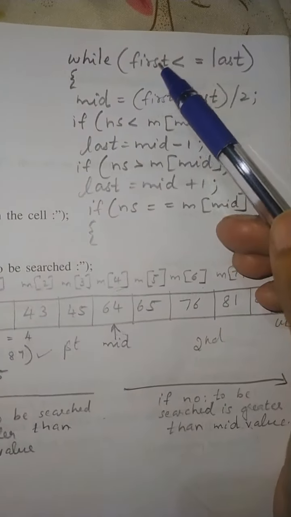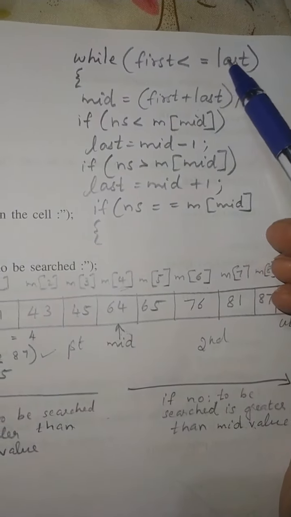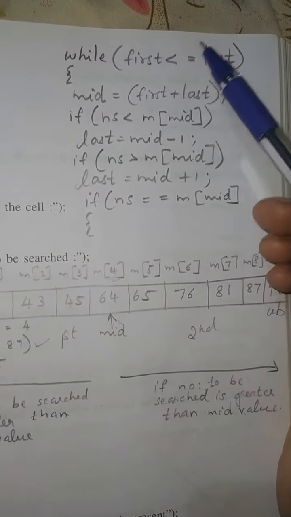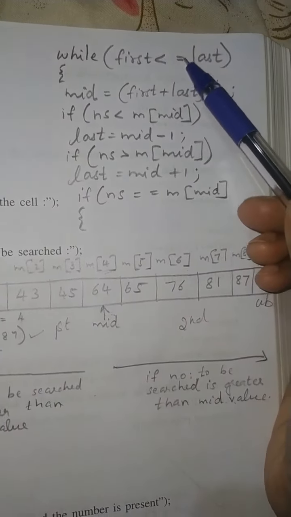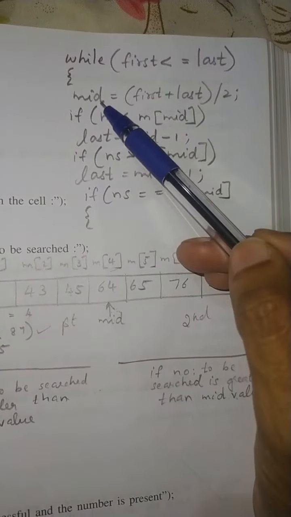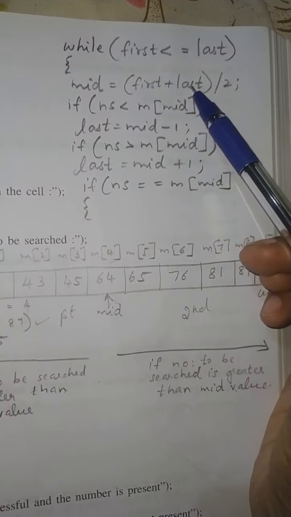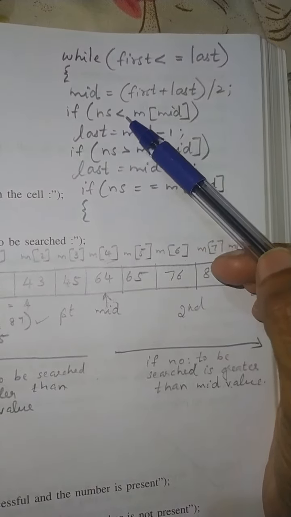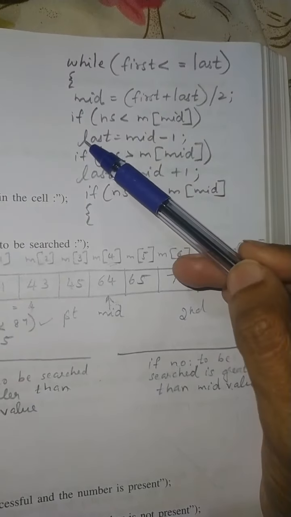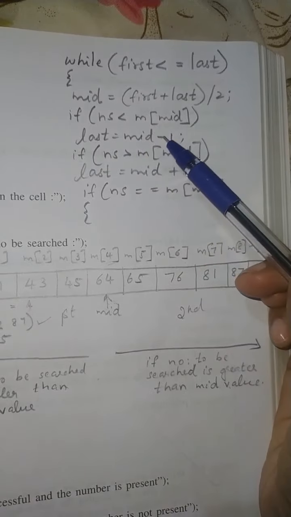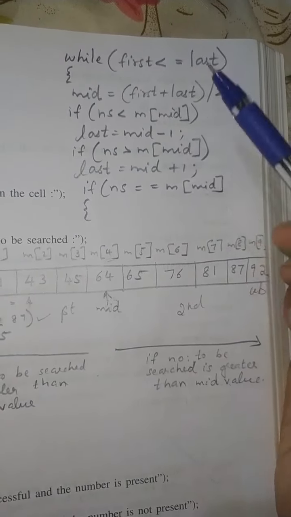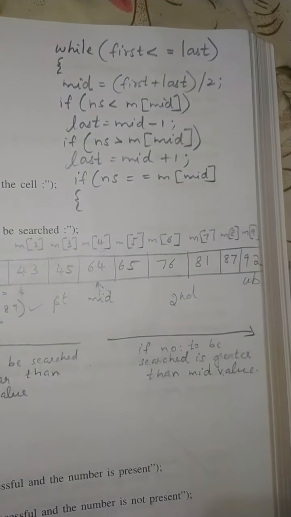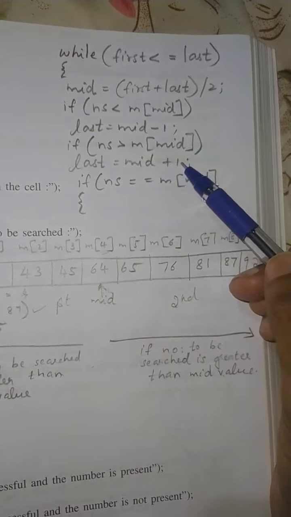So what is the condition? First index will always be less than or equal to last index, right? Always the zeroth index will be less than any other index. So till then you have to run this loop. First you have to find the mid value: first index plus last index divided by 2. And if the number to be searched is less than the mid value, you set last equal to mid minus 1, so that you bother about the first half. If the number to be searched is greater, you go to the second half, that means mid plus 1.